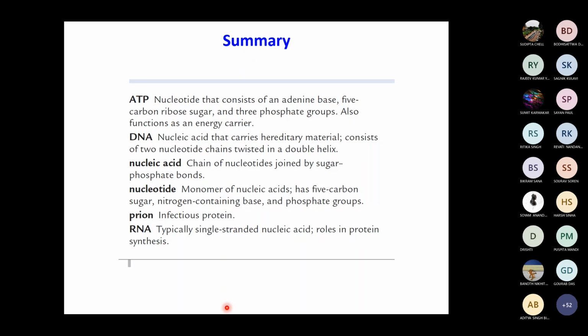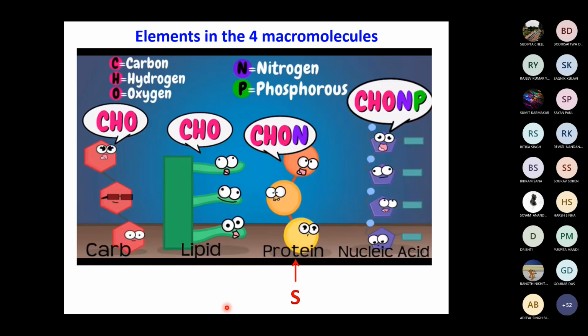Okay? Prions are infectious proteins. I don't know why I put it here. Anyways, RNAs are single-stranded nucleic acids which have a role in protein synthesis. So that's it. Here I have put one cartoon for you. Carbs, lipids, proteins and nucleic acids we discussed.